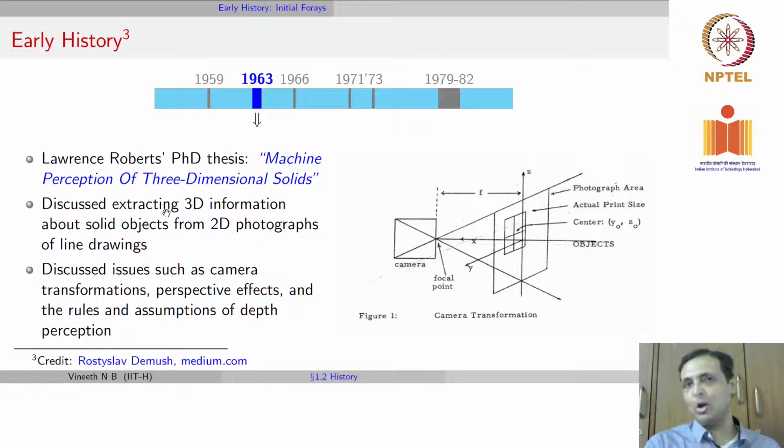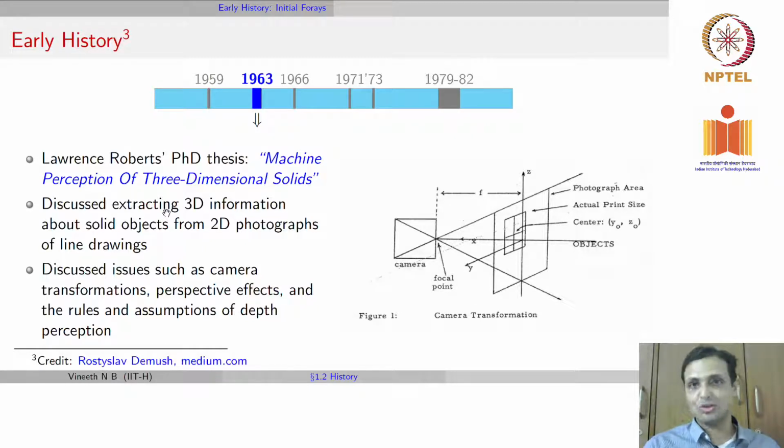If you recall what we spoke in the previous lecture, we said that the aim of computer vision is to understand the 3D world around us from the 2D images that we get or the 2D videos that we get. To some extent, this is what was talked about way back in that PhD thesis in the early 60s. So the thesis discussed issues such as camera transformations, perspective effects, rules and assumptions of depth perception, and so forth.